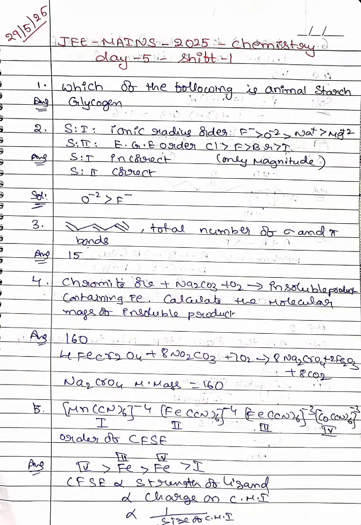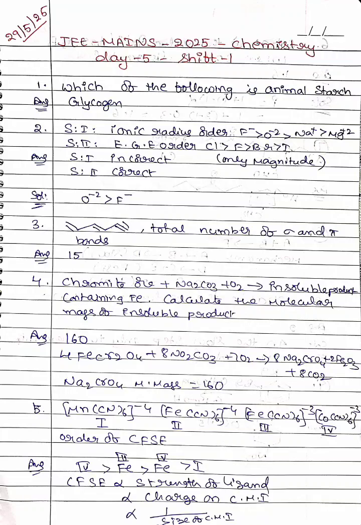First question, which of the following is animal starch? We know glycogen is an animal starch. The second one, statement type question, the ionic radius order is, they have given F minus greater than O minus 2 greater than Na plus greater than Mg plus 2. But we know the O minus 2 ion is greater than F minus, right? So the statement 1 is incorrect.